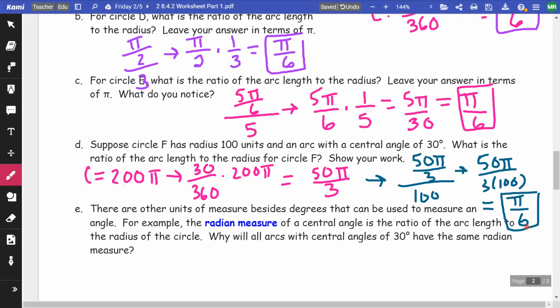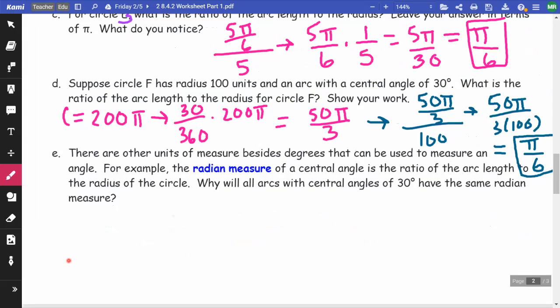So on E, it says there are other units of measure besides degrees that can be used to measure an angle. For example, the radian measure of a central angle is the ratio of the arc length to the radius of the circle. Why will all arc lengths with central angles of 30 degrees have the same radian measure? Okay, so here I'm going to do that mathematically.